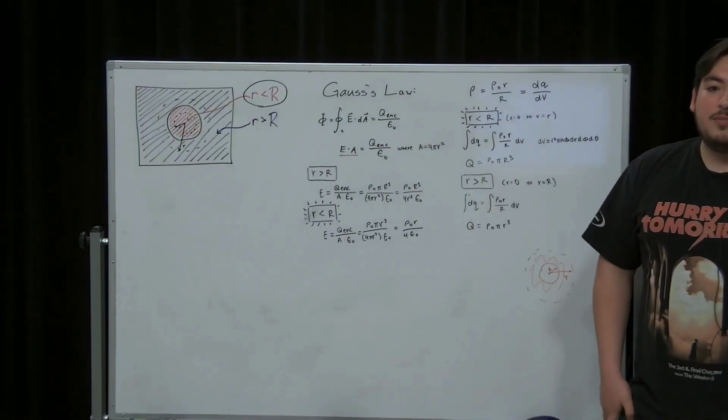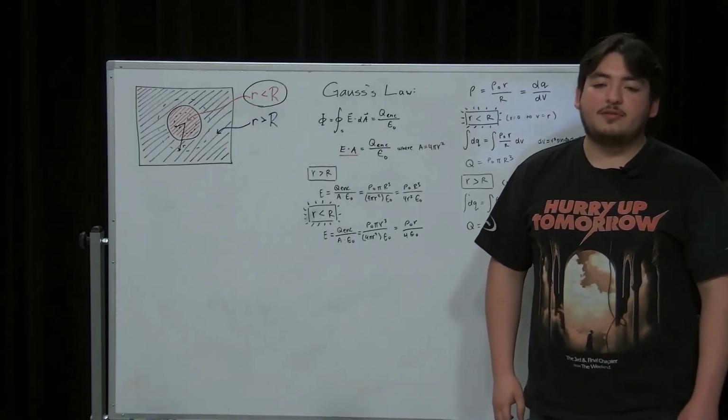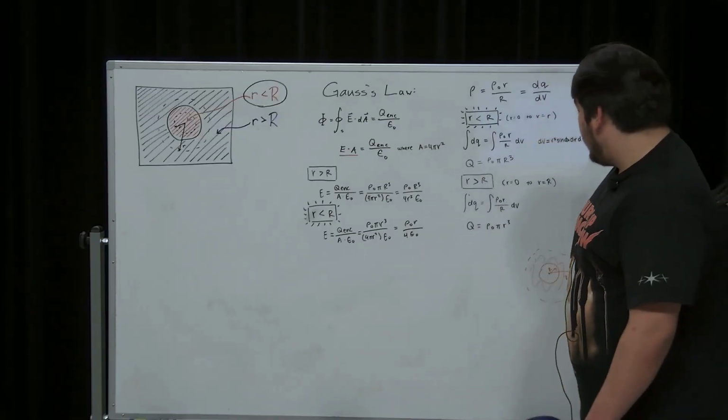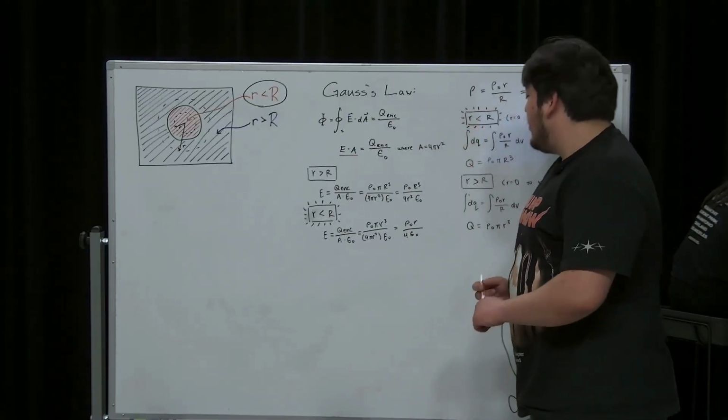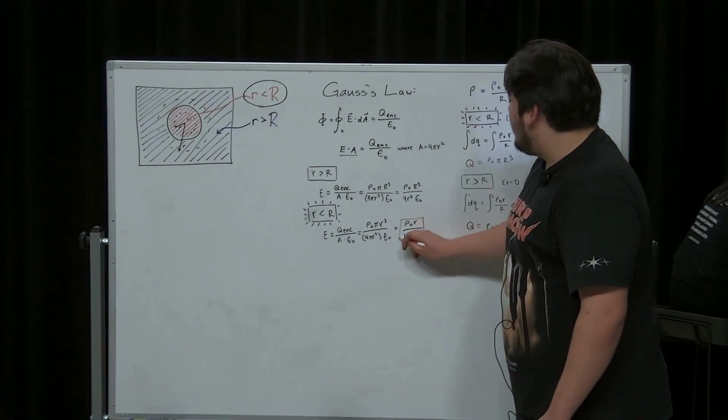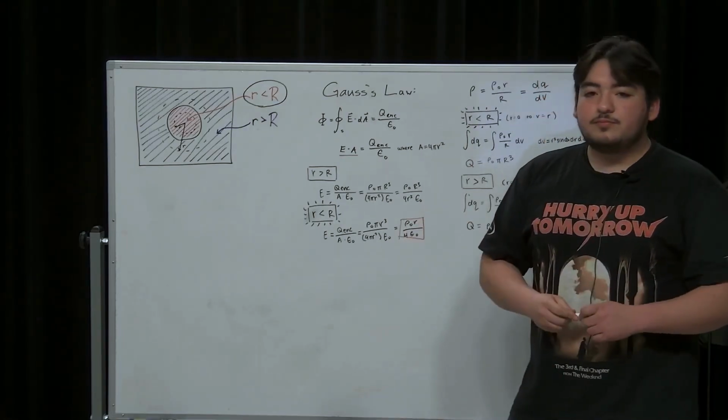With all the necessary pieces required to use Gauss's law, we can quickly rearrange the equation to find that the electric field is rho naught times little r divided by 4 times epsilon naught.